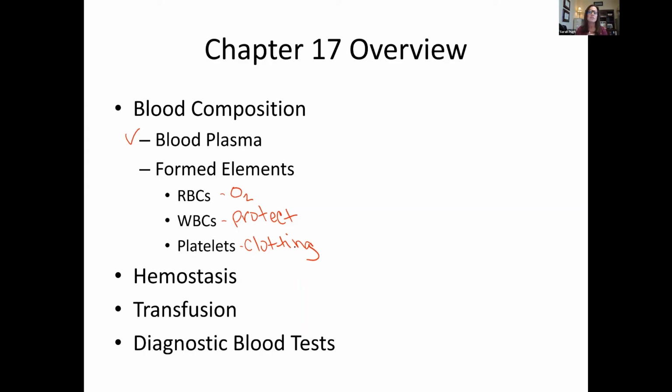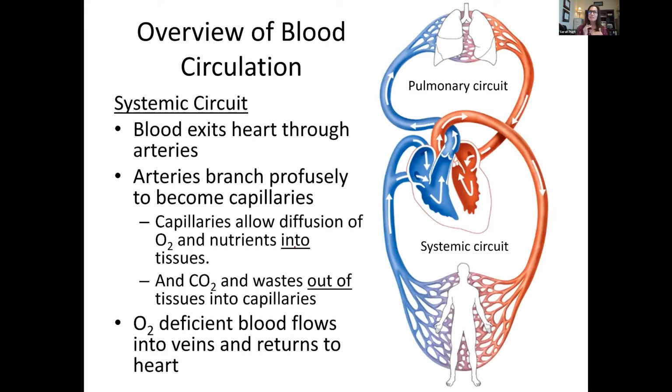And then the last thing we'll talk about in chapter 17 is a couple of different diagnostic blood tests. These are things that a doctor might perform depending on your symptoms. So before we really dig into blood and the parts and pieces of blood, I do want to talk a little bit about how blood circulates through the body. This is something that we'll touch on a lot more in chapters 18 and 19.